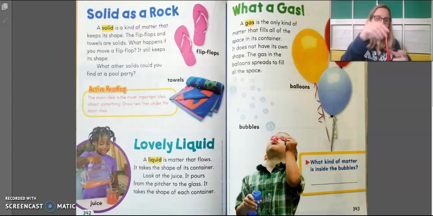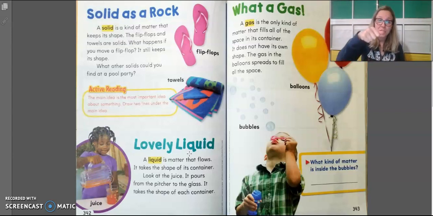Okay. If I put my pen in a glass, it doesn't fall to the bottom of the glass and take the shape of the glass. It stays the shape of a pen. Okay. Which leads us to lovely liquids. A liquid is matter that kind of flows and it takes the shape of its container.